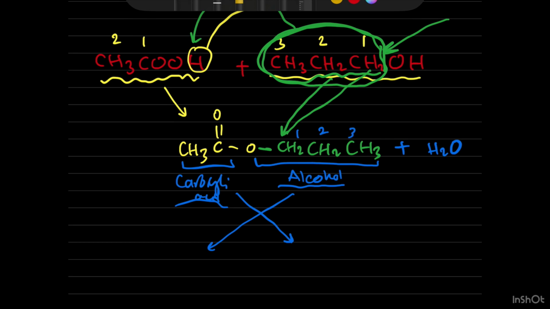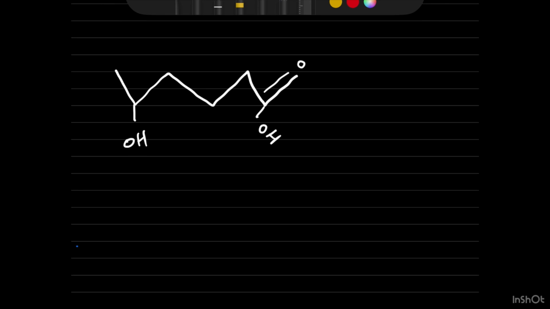But in esters we call it propyl, like alkyl, methyl, ethyl, etc. So it's propyl. And what about the carboxylic acid? It's composed of 2 carbons only, and that's why it's called ethanoate. So this is the name of the ester that we have. And now let's just think about this molecule.